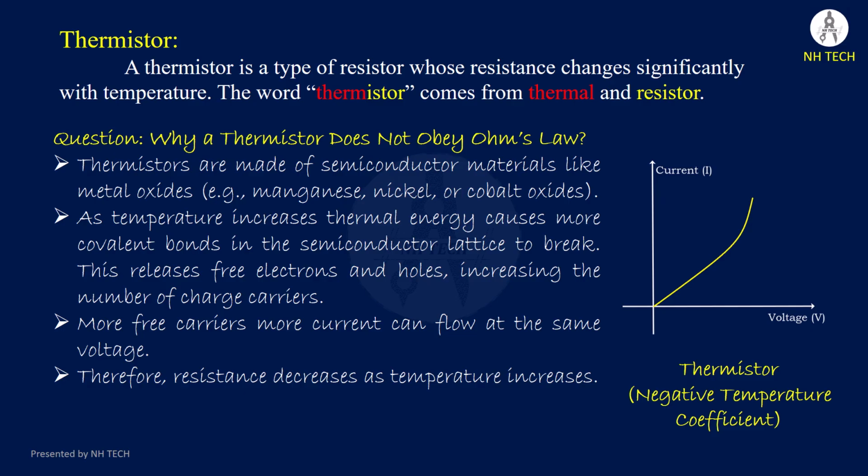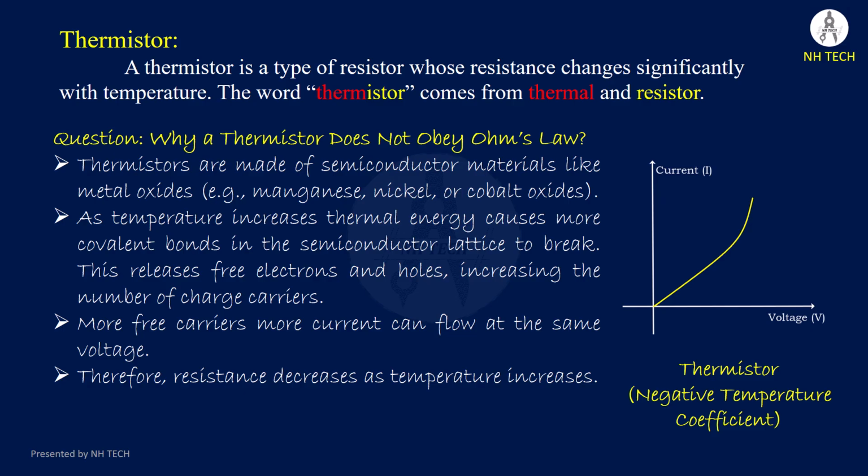A thermistor is a type of resistor whose resistance changes significantly with temperature. The word thermistor is derived from the words thermal and resistor. Now, why does a thermistor not obey Ohm's law?